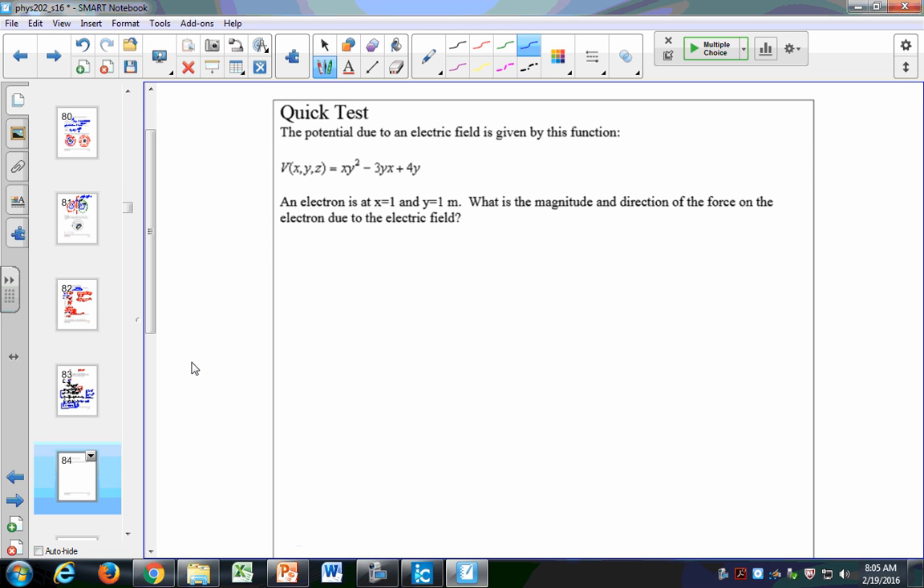All right, so consider this function. Just want to know what is the electric field due to this function, xy squared minus 3yx plus 4y. And then what is the magnitude? Actually, let's just find the magnitude of the force. Oh no, you can do the magnitude in this. Let's just do the force in vector notation on the electron due to this electric field.